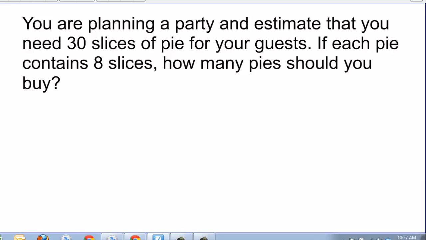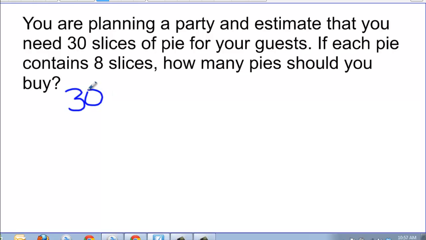Sorry, there's a typo there. If you're looking on your note guide, you are planning a party and estimate that you need 30 slices of pie for your guests. If each pie contains 8 slices, how many pies should you buy? So I need 30 slices, and each slice is going to be 1/8 of the pie because each pie is divided up into 8 pieces. So I need 30/8.